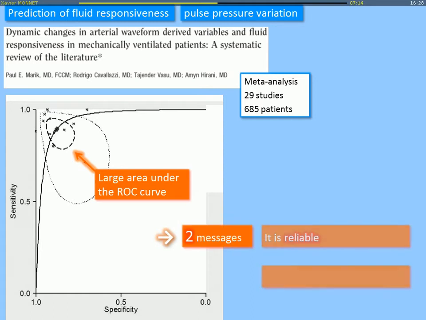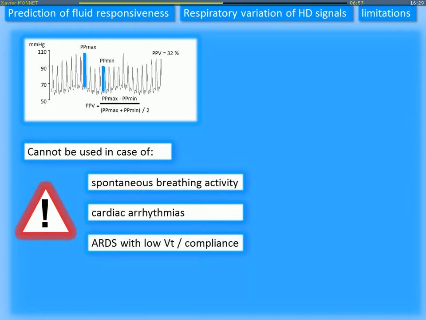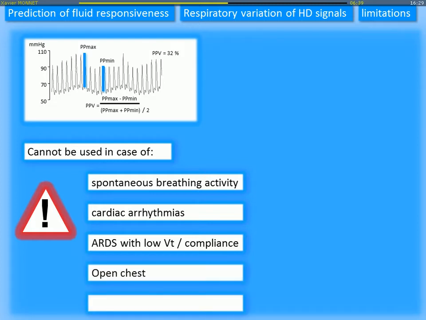It is reliable. But the second message, and perhaps for practice the most important message, is that PPV cannot be used in some circumstances, and we must always keep it in mind at the bedside. First, in case of spontaneous breathing activity, even in ventilated patients. Second, in case of cardiac arrhythmias, even with extrasystoles. Third, in case of ARDS with a low tidal volume and a low lung compliance. Also in case of open chest surgery and in case of a very high respiratory rate.